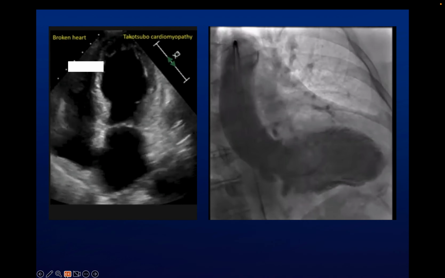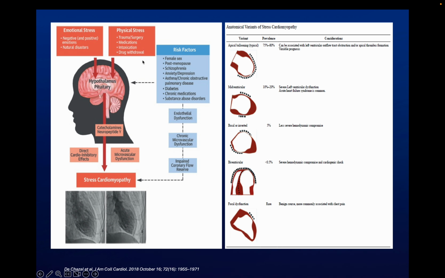This usually occurs owing to presence of pre-existing emotional stress, physical stress, in concert with risk factors like the female sex, postmenopausal, asthma or COPD, diabetes, chronic medications or substance disorder, and is mediated by catecholamines and the neuropeptide Y, resulting in acute microvascular dysfunction, direct cardioinhibitory effects in the setting of impaired coronary reserve because of the risk factors, thereby leading to stress cardiomyopathy.